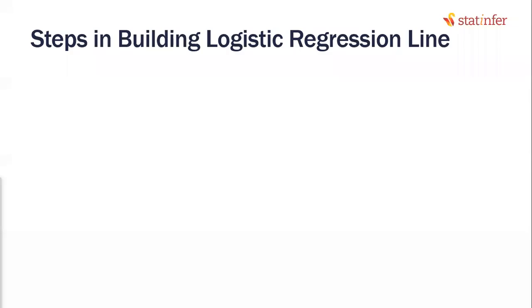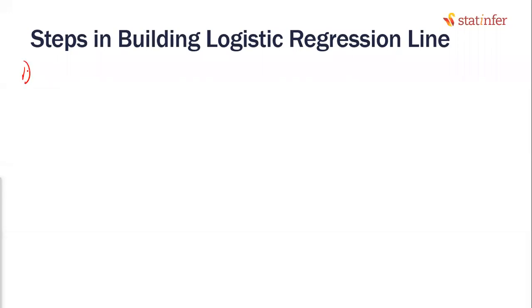Okay, we have discussed so many things. Let us list down the steps while building the logistic regression line. What are the steps that we need to follow as a data scientist? What are the steps that we cannot miss while building the model?